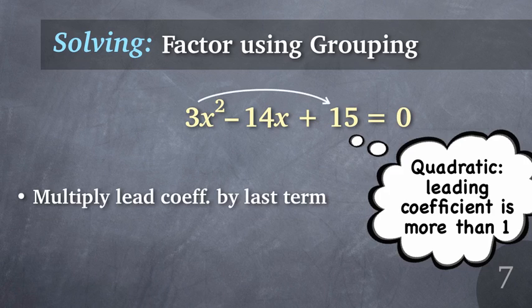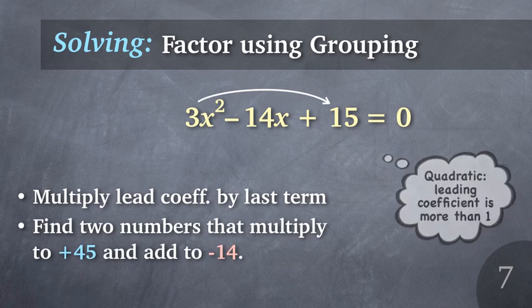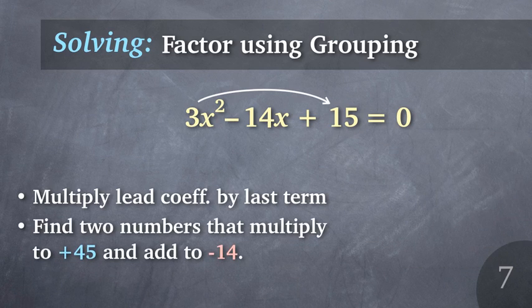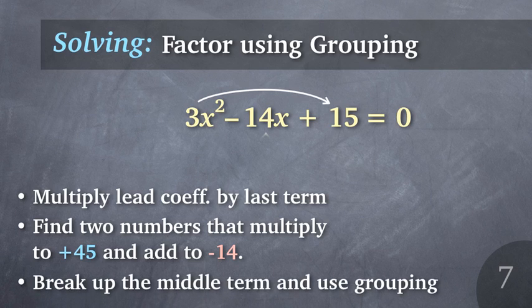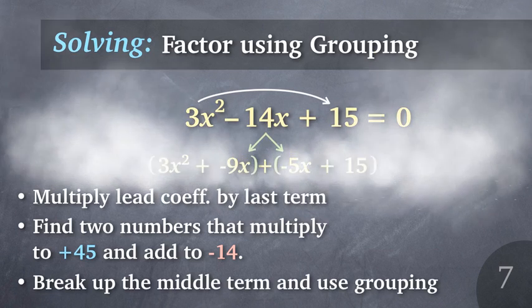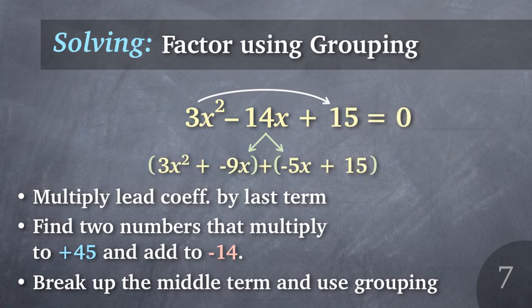Okay, so here's the process. We multiply the leading coefficient, A, by C. So we have 3 times 15. That gives us 45. Okay, so now we find two numbers that multiply to that 45 and add up to the coefficient of the middle term, -14. We find those two numbers, in this case -9 and -5, and we break up that -14 into those two. We bring down our 3x squared and our 15, and then we put those parentheses around it, and then from there it's just GCF.